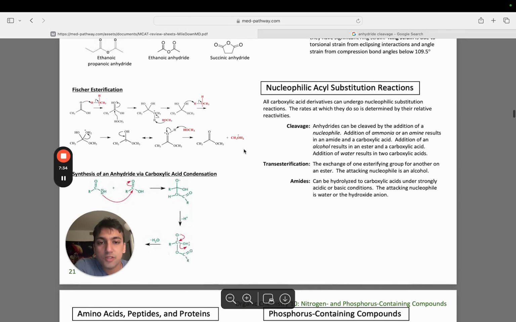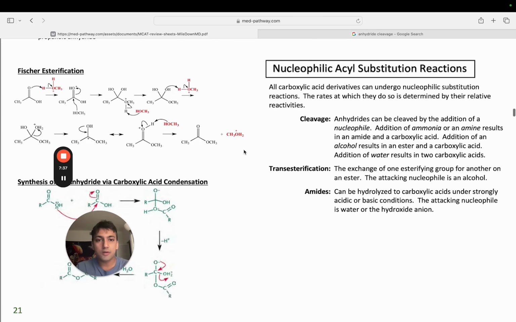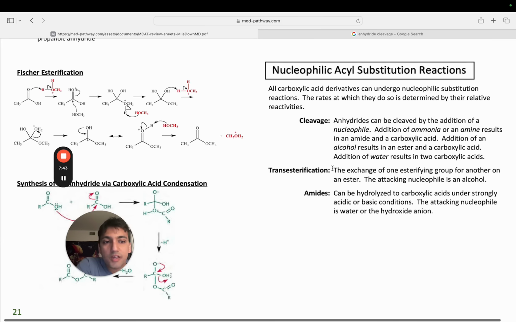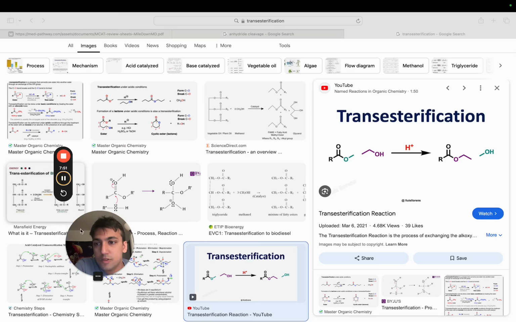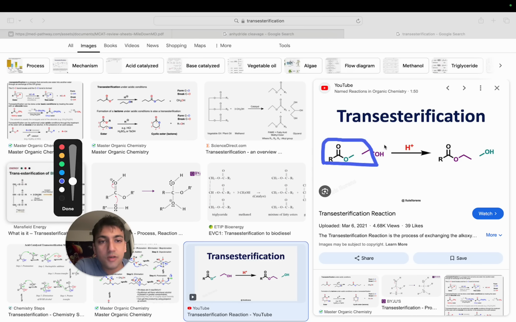Now we have transesterification, which is when you exchange one esterifying group for another on an ester, and the attacking nucleophile is an alcohol. So what does this mean? I'll show you an example that'll be more helpful. This is a transesterification reaction. You have this right here, which is an ester, and then you have this thing right here, which is an alcohol. You add these two together, and this one carbon chain is going to be replaced by this two carbon chain. So that's what's happening over here.